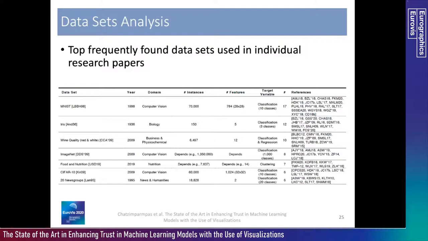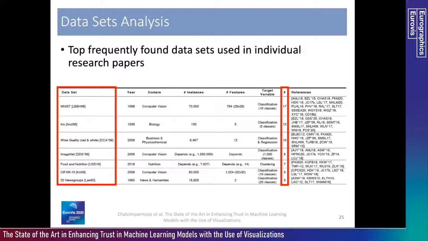Afterwards, we found the most frequently occurring datasets used in individual research papers. In total, we managed to identify 144 non-synthetic datasets in our 200 surveyed papers. The most frequently occurred datasets are NIST, IRIS, Wine Quality, ImageNet, Food and Nutrition, CIFAR-10, and 20 newsgroups. Three out of these seven datasets are about computer vision and are usually used in papers that work with neural networks.